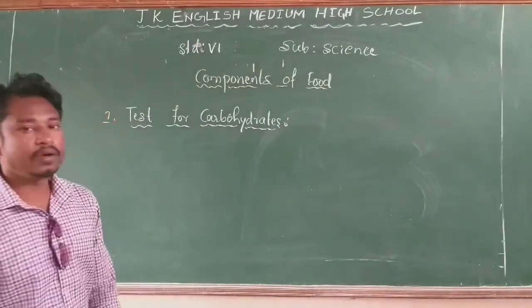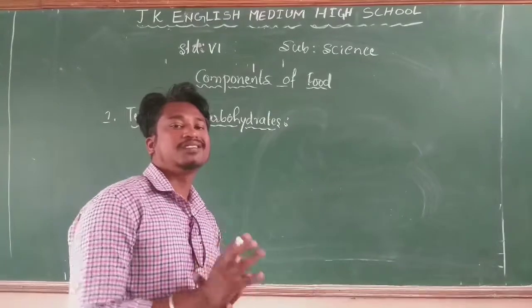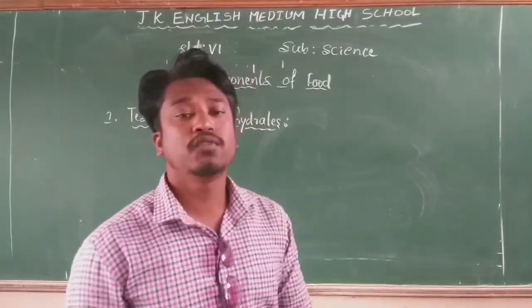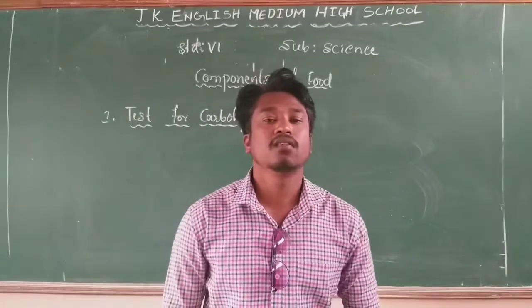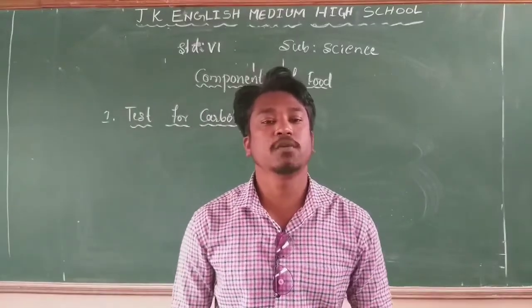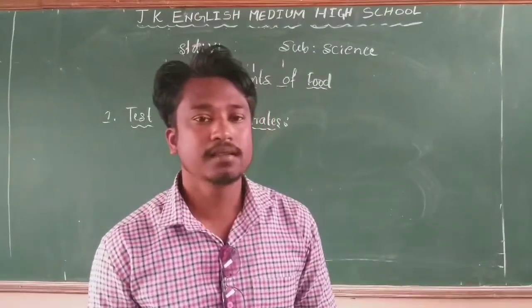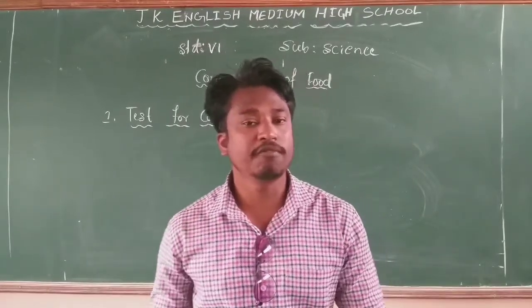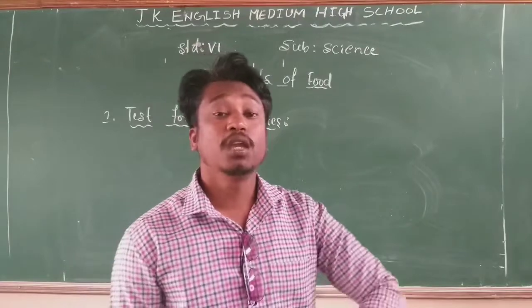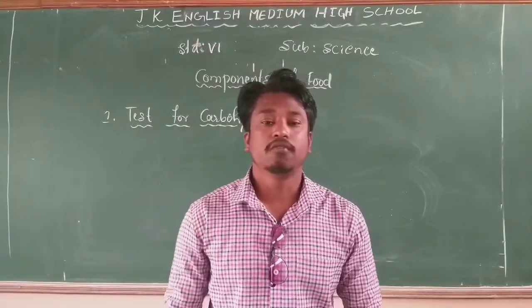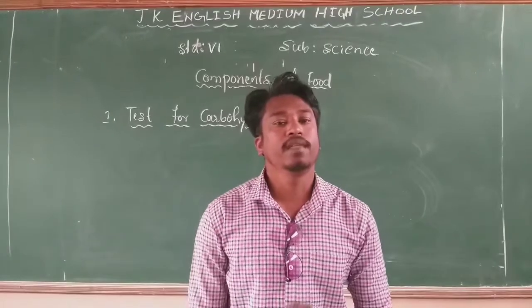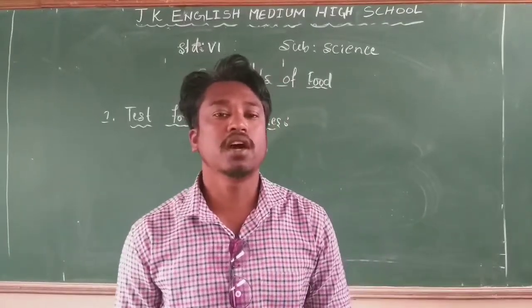carbohydrates. Carbohydrates give instant energy. Which food gives us instant energy? That food contains carbohydrates. For example, rice. When you eat rice, you get instant energy, as well as some fruits. A food in which you get a little bit of sugar content contains carbohydrates.